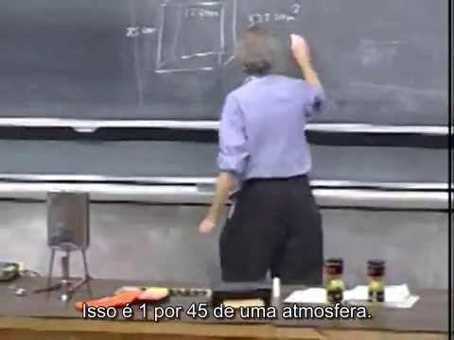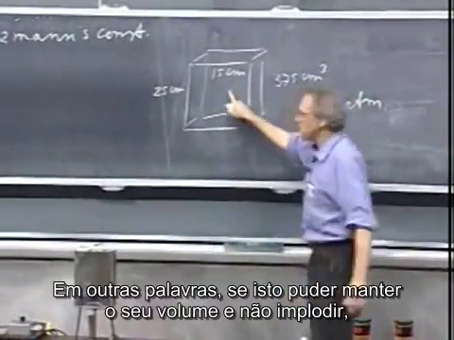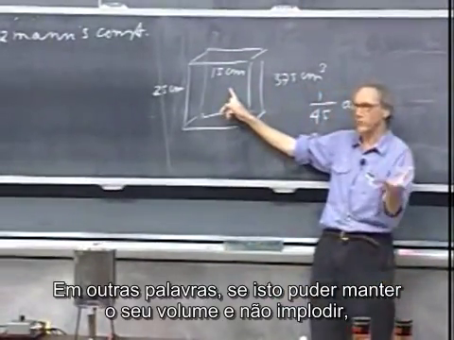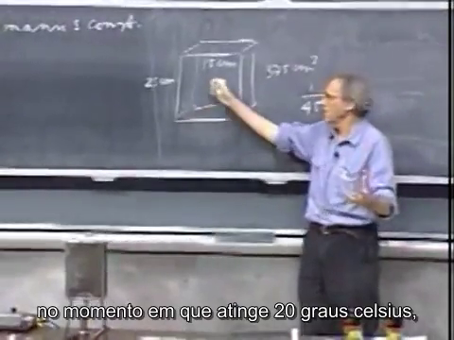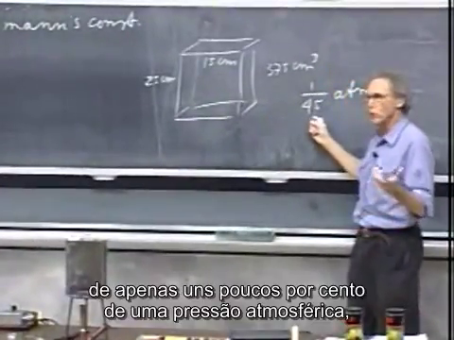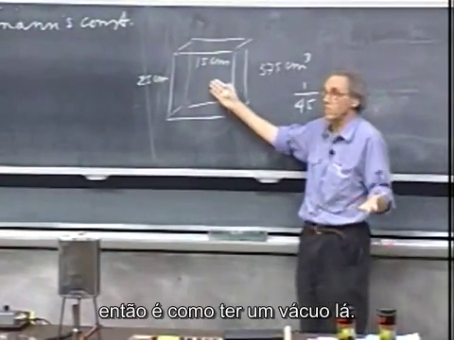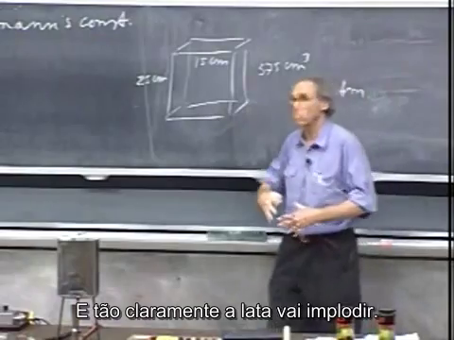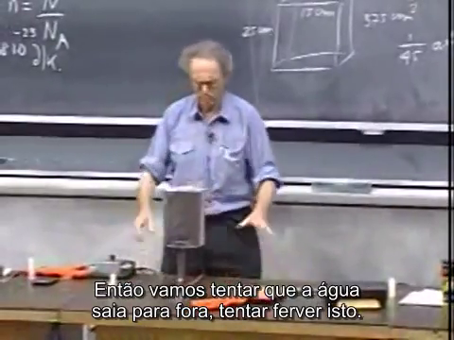That is 1/45th of an atmosphere. In other words, if this can kept its volume and didn't implode, by the time it reaches 20 degrees centigrade, the pressure in here would be only a few percent of one atmospheric pressure. So it's like having a vacuum in there. And so clearly the can will implode. So we'll try to get the water out, to get it to boil.